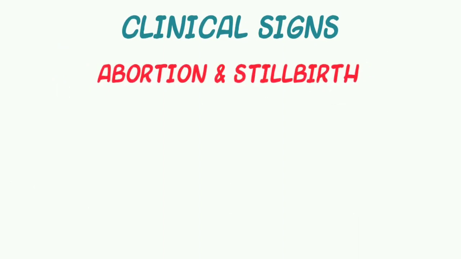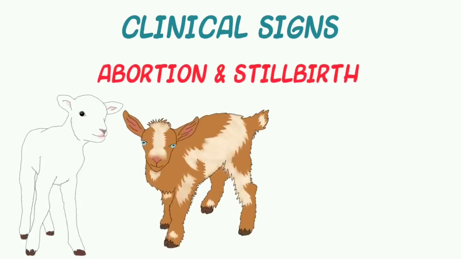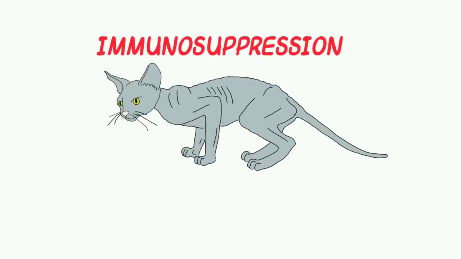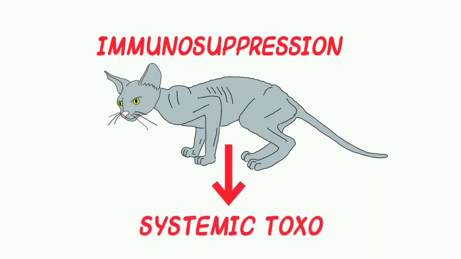Toxo can also cause abortion and stillbirth in sheep and goats, and sometimes in pigs. Tachyzoites may also spread to the fetus, causing multiple organ necrosis. Immune-suppressed adults, for example a cat with feline immunodeficiency virus, can develop generalized disease.